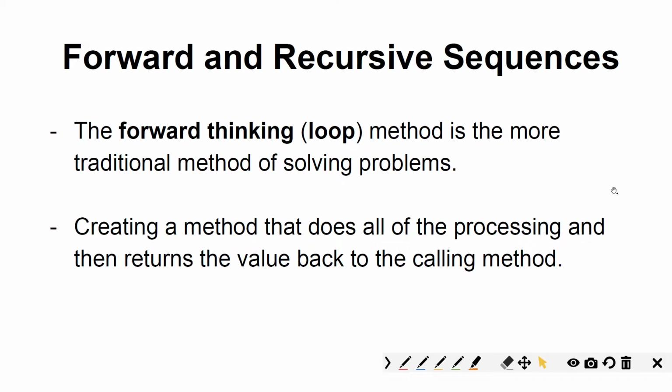Okay, forward and recursive sequences. Forward thinking is the loop method, a more traditional method of solving problems. There are a lot of problems which you're able to solve using forward thinking. And there are some problems like sorting, searching, trees, file systems, etc. where you need to use recursive thinking or backward thinking. And creating the method does all the process and returns the value back by calling the method.